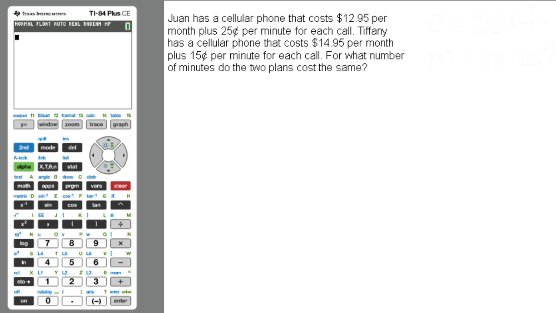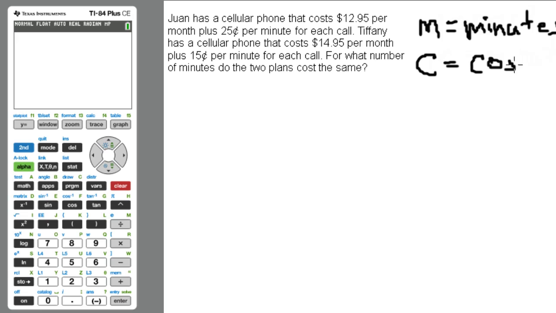So there's two variables to keep track of here. M is going to be the number of minutes because the cost of the plan depends on how many minutes they talk for. And then there's C, which is the total cost of each plan. And we have two plans, so we're going to calculate the cost of each one separately.